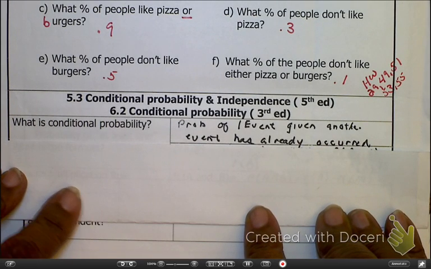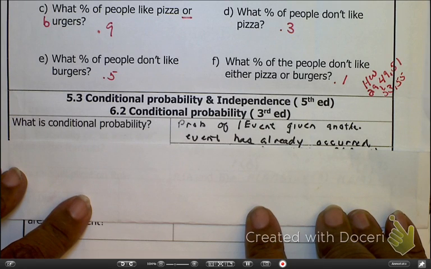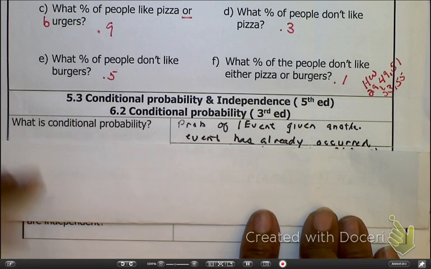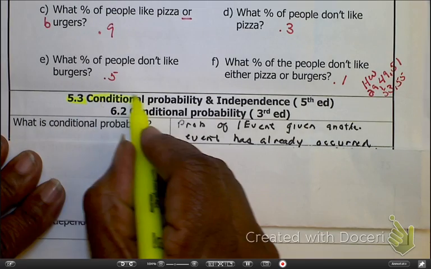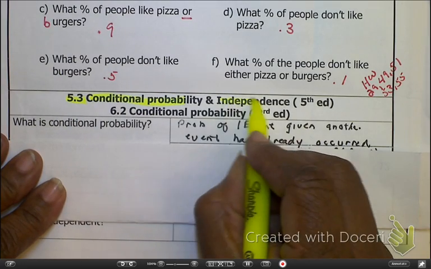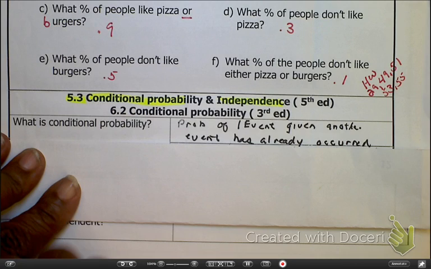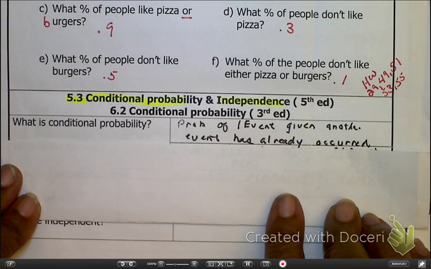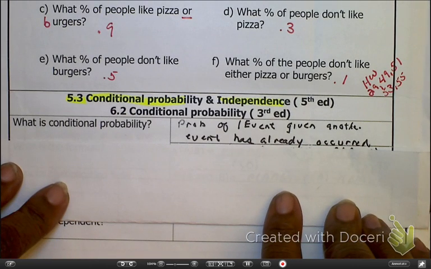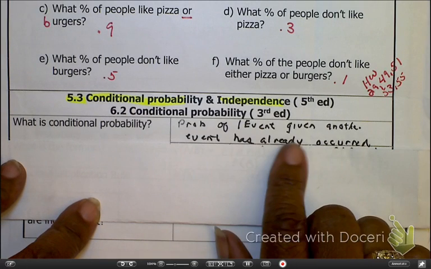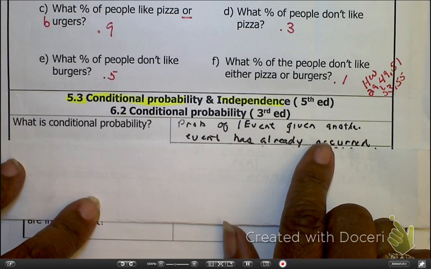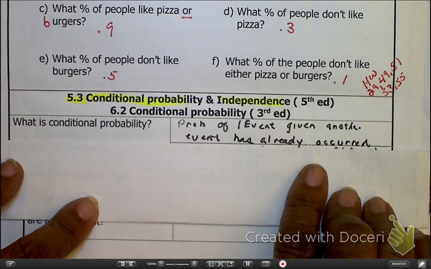Okay, so as you turn to page 12 of your notes, right here at 5.3, you see that you have the conditional probability, and we're talking about independence, and you can see the different additions where it belongs. As we look at this, first of all, let's talk about conditional probability. Conditional probability is the probability of one event occurring given another one happened already.